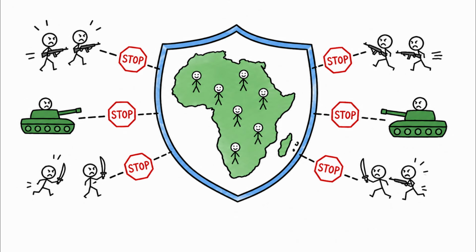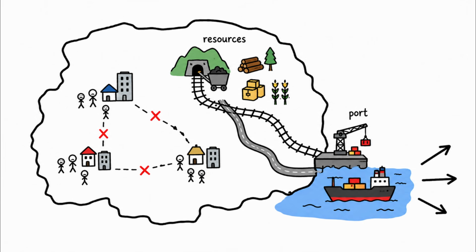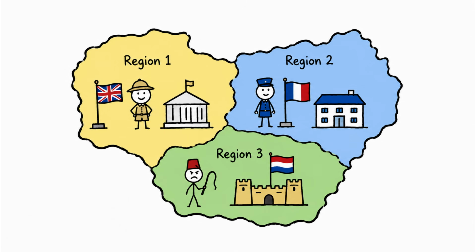This decision brought stability in some ways, but colonial borders continued to shape politics. Some countries inherited ports, railways, and roads designed to move resources outward rather than connect communities internally. Some had long, difficult borders that were expensive to control. Others contained regions that had been governed very differently under colonial rule.